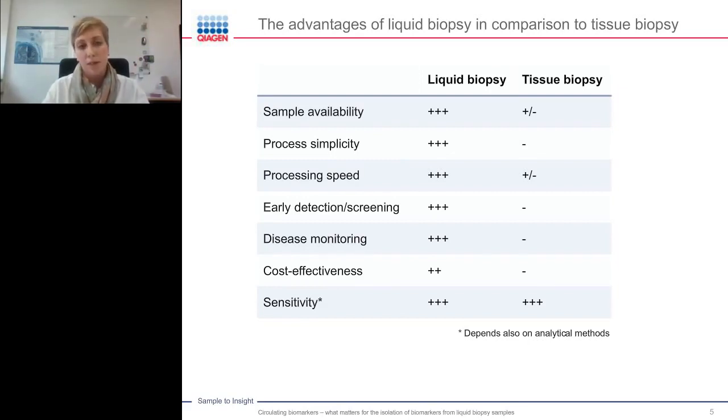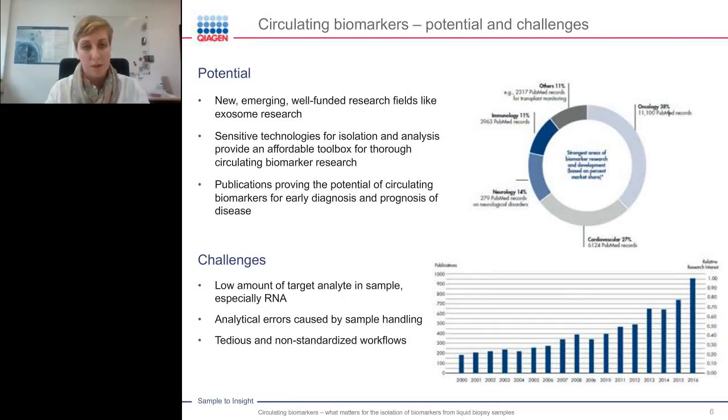So there is more and more research being done on liquid biopsy, and people move away from the classical tissue biopsy, so to say. There is a lot of potential also to then look into circulating biomarkers. So circulating biomarkers are the biomarker molecules that you can obtain from a liquid biopsy sample. First of all, circulating biomarkers is a field that is really well funded. Especially exosome research is one of the best funded research areas at the moment. And there is a lot of publications coming out focusing on circulating biomarkers, and people are finding new biomarkers essentially every week.